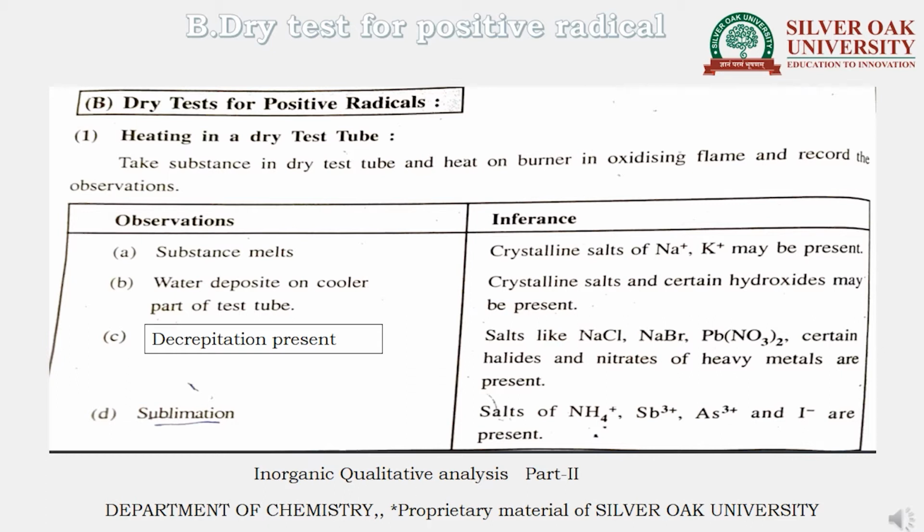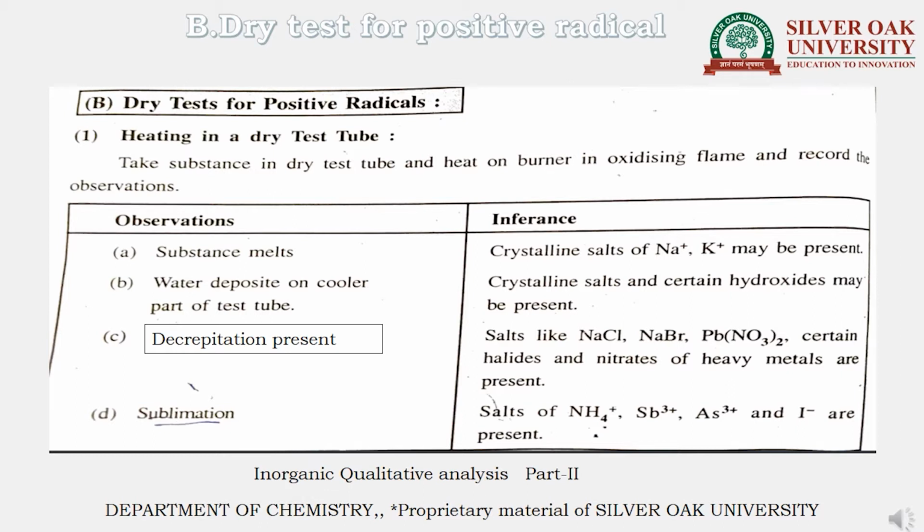What happens? If you take a little bit of inorganic salt and your salt starts melting after heating, then salt of sodium and potassium may be present. If water droplets appear on the cooler part of your test tube, then hydroxide may be present. The third one is decrepitation, that is, if the salt makes a cracking sound, then salt of sodium chloride, sodium bromide, lead nitrate may be present.